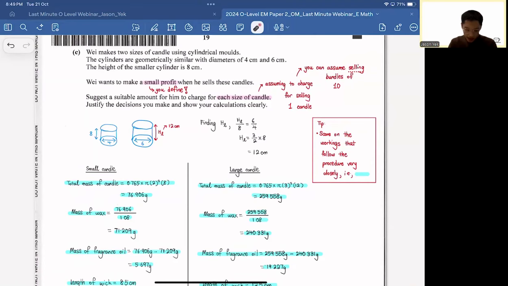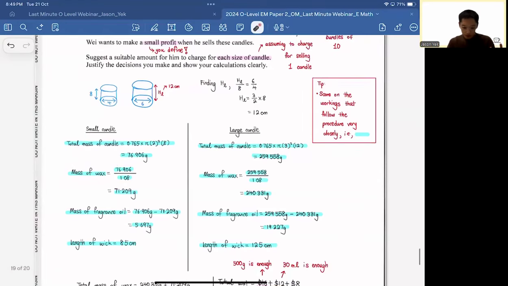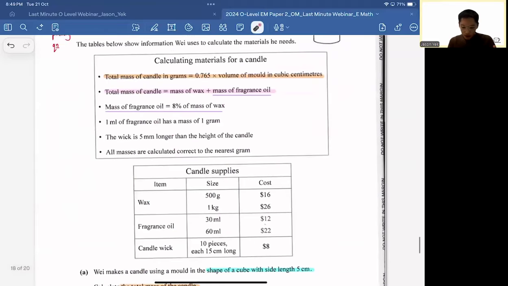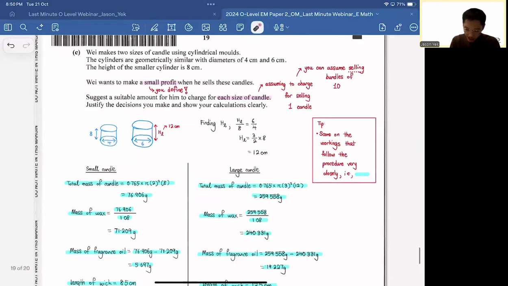So in this case, for the small candle, you need to know the mass, correct? So you follow the procedure. The total mass of the candle is the volume of the mould. It gives you a cylinder, so please be familiar with the volumes of your cylinder. If you forgot, now's the chance to catch up, because only certain formulas are covered.